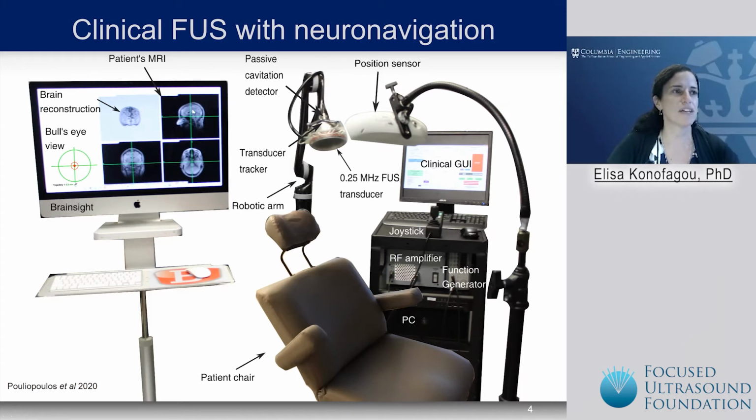And you see here that the crosshairs are showing where we're actually targeting. Ideally, this can be done with this bullseye view, and you want to make sure that this red spot is hitting the origin of this crosshair.